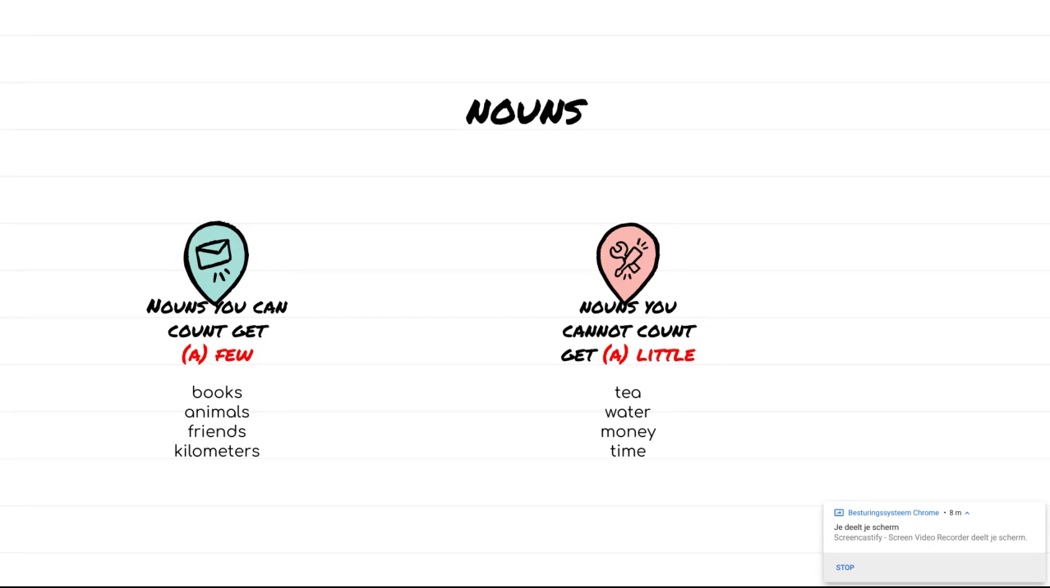But if I say a few books, then I say een paar boeken. If I say few animals, it's weinig dieren. If I say a little water, then it's een beetje water. There is a little water in the bottle. That is een beetje water. If I say little money, it means weinig geld. So you have to look carefully at the meaning.